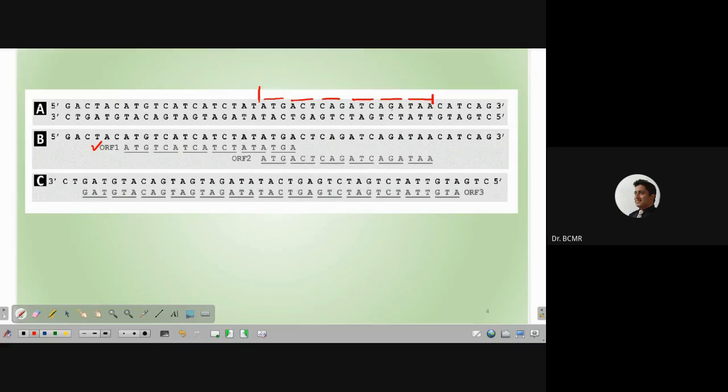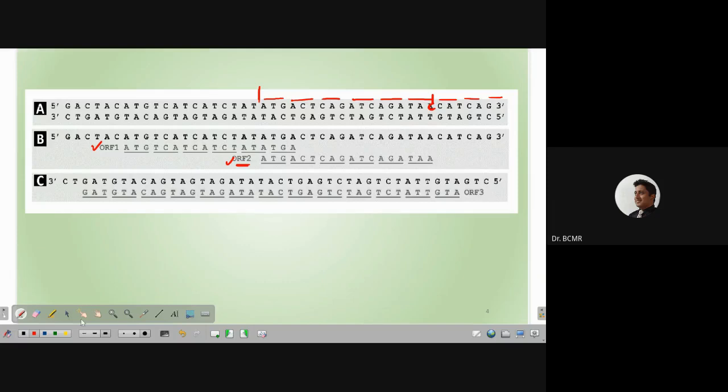So this is an open reading frame. Say, for example, you found a start and there is, say, TAC, and you don't have a stop codon, then it is not an open reading frame. The rules of an open reading frame are that it should have a start codon, continuous codons, and a stop codon, all in one frame.